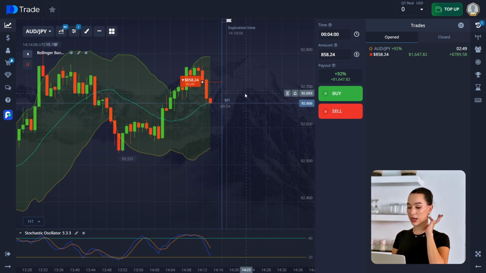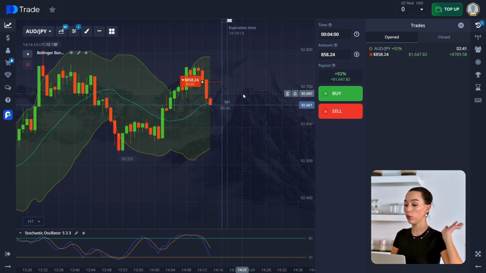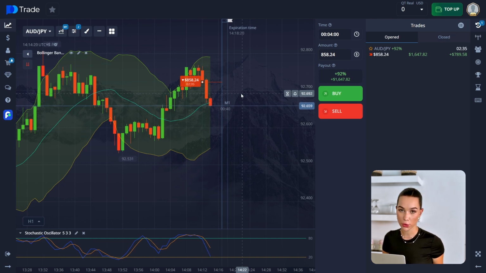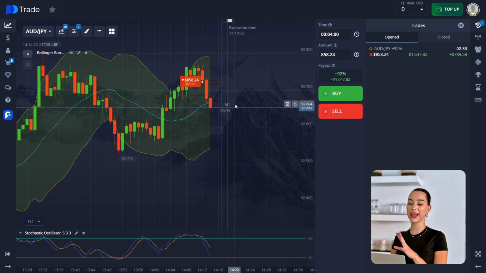So guys, it's 2 minutes and 45 seconds till the end of our trade, and we can see it's going lower and lower, and that's good for us. And while we wait for the trade to close, I will also tell you a little bit more about binary options, because I see a lot of rumors around this, and actually it's like that everywhere.